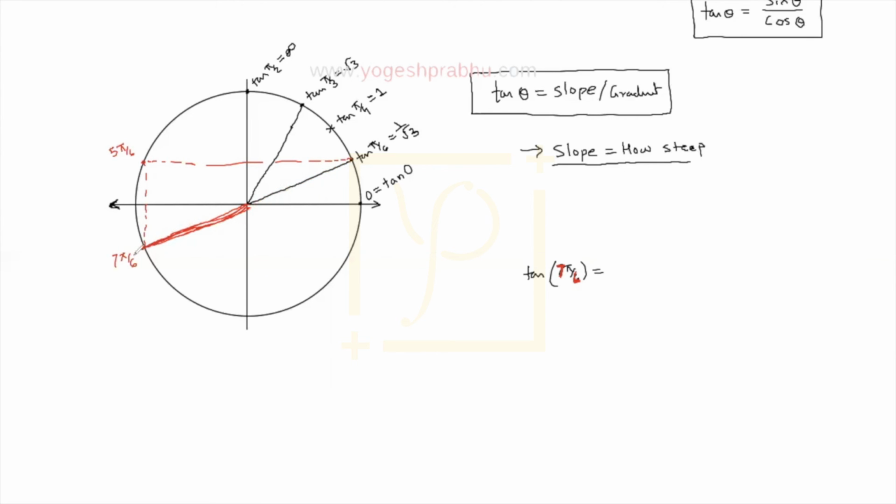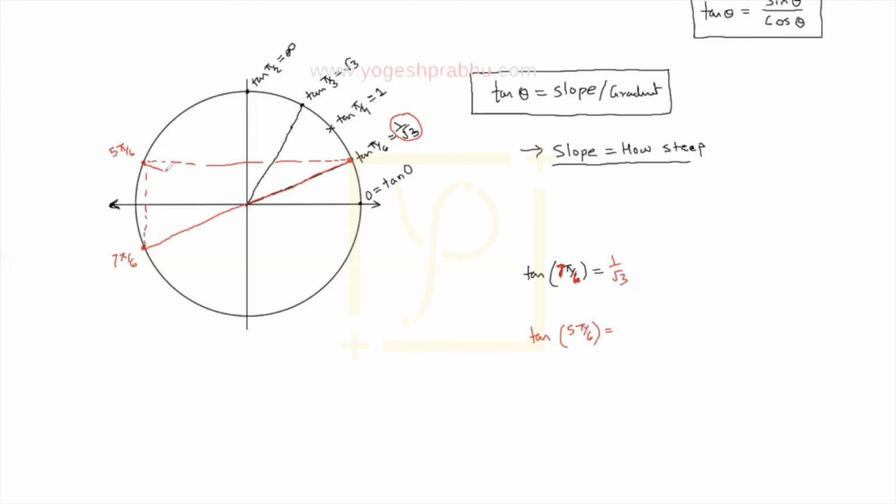So the tan of 7 pi by 6 is going to be the same as that of this point. And that tan is nothing but 1 by root 3. So even tan of 7 pi by 6 is going to be 1 by root 3. Now the next question I want to ask you is, what is going to be tan of 5 pi by 6? Now 5 pi by 6 is the angle over here.